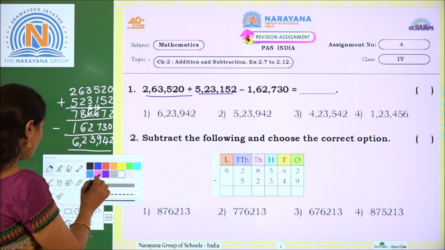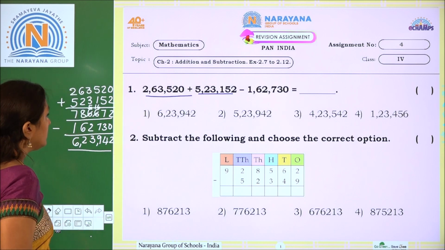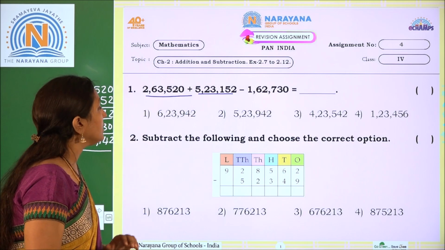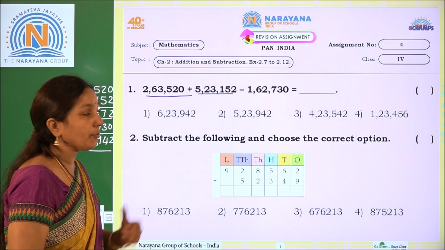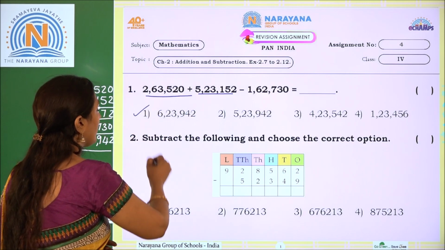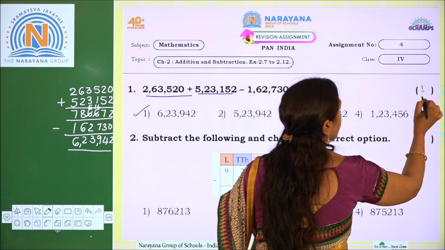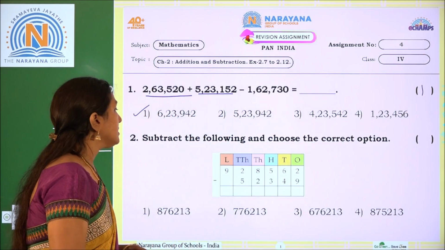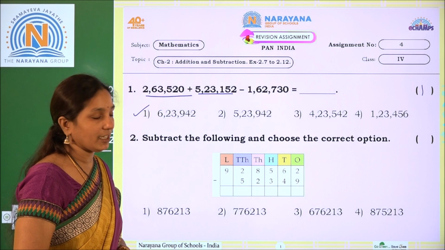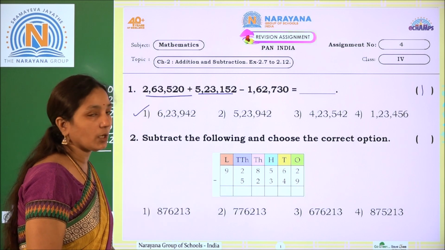6,23,942. So the answer is 6,23,942. Which is the correct option? Option 1. Required option is 1. Next one. Subtract the following and choose the correct option. Already arranged column wise.